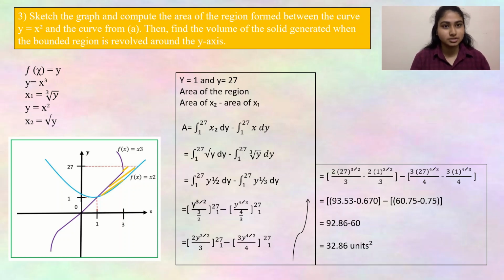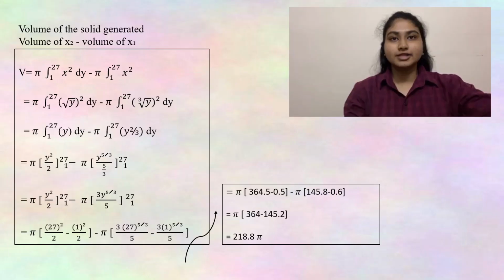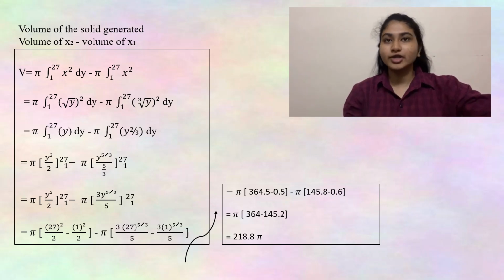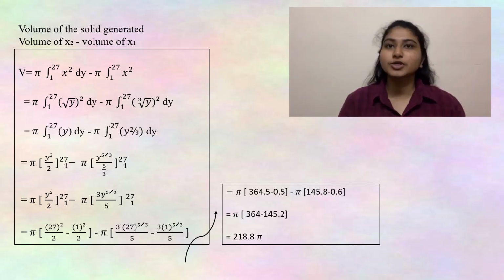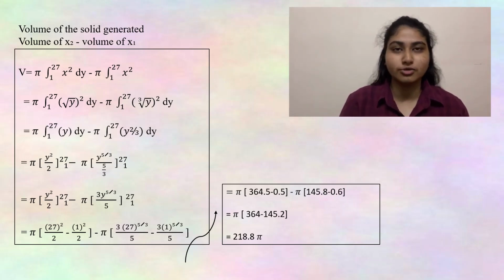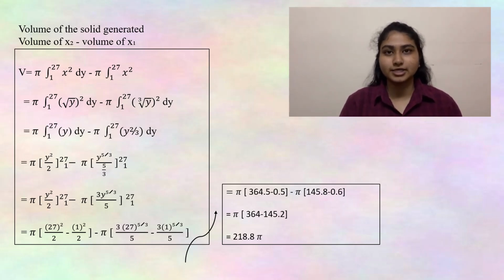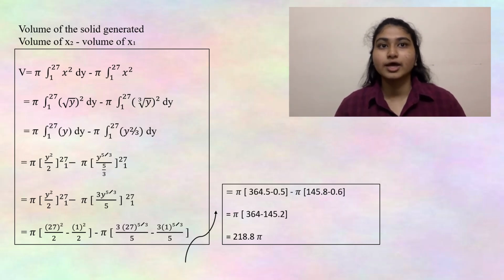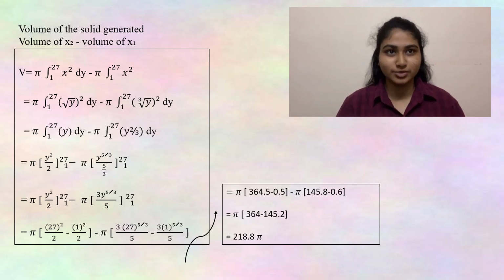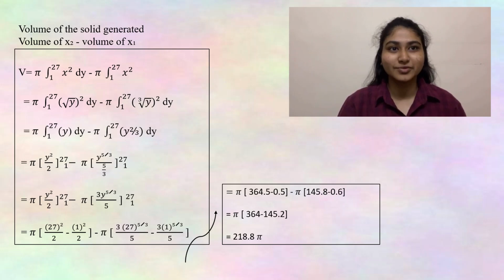and the last answer will be 32.86 unit squared. And the last thing to find is volume. To find volume, we have to use a formula which is pi integral a to b of x squared dy. So it will be volume of x2 minus volume of x1 and the equation will be pi integral 1 to 27 in bracket square root y, squared, dy minus pi integral 1 to 27 in bracket cube root y, squared, dy.